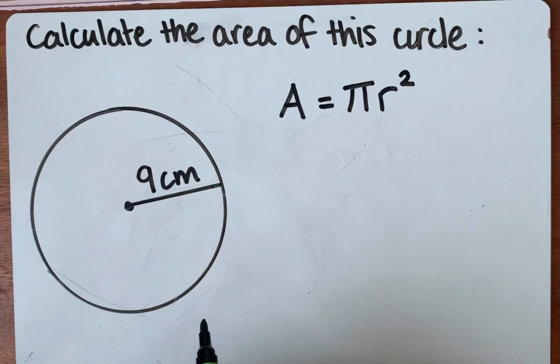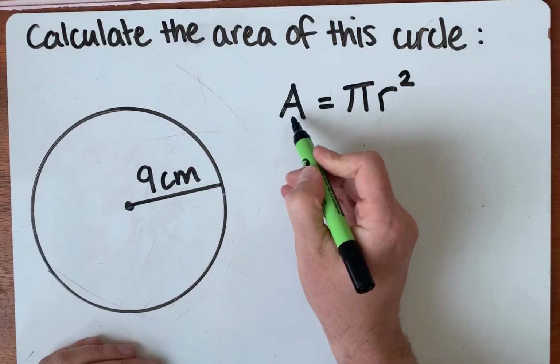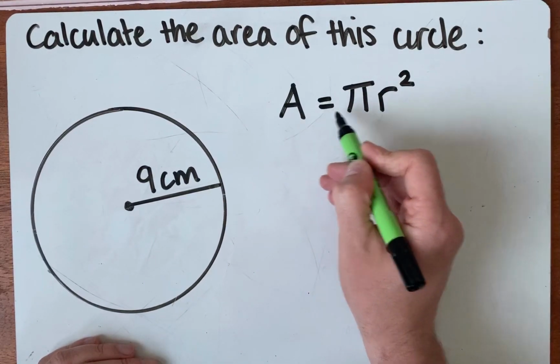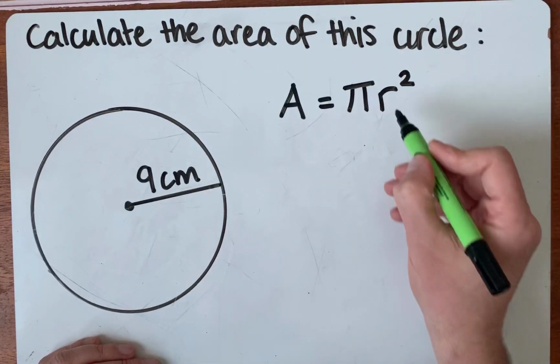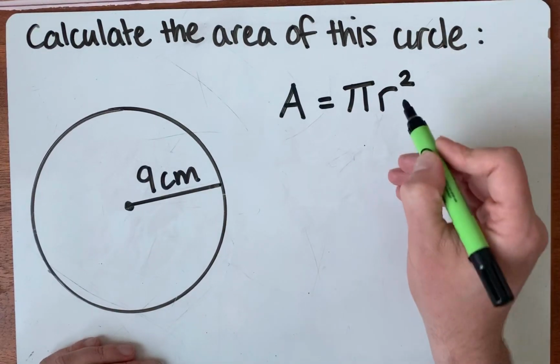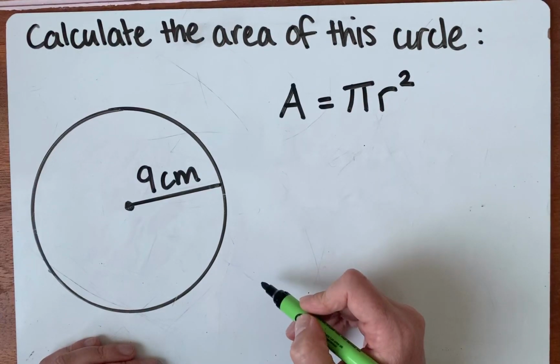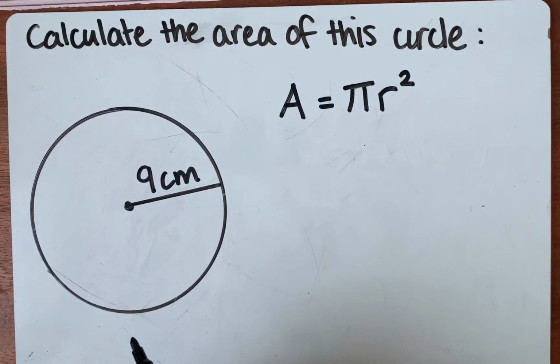Like circumference, we've got a formula for this, and the area is equal to pi, which is this value 3.14 we've already talked about, multiplied by r, the radius, squared. So we need to make sure we're using the right information.